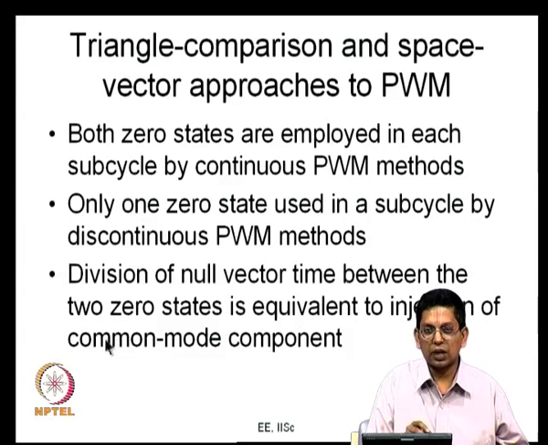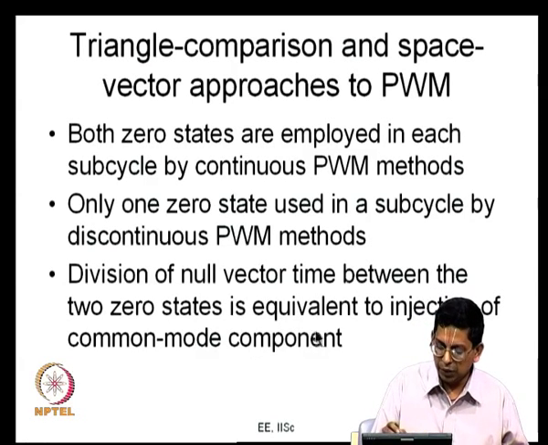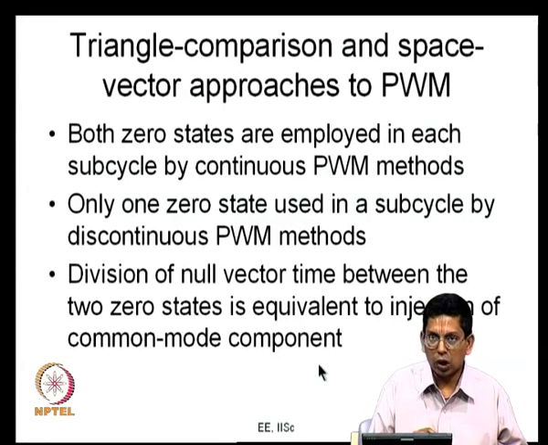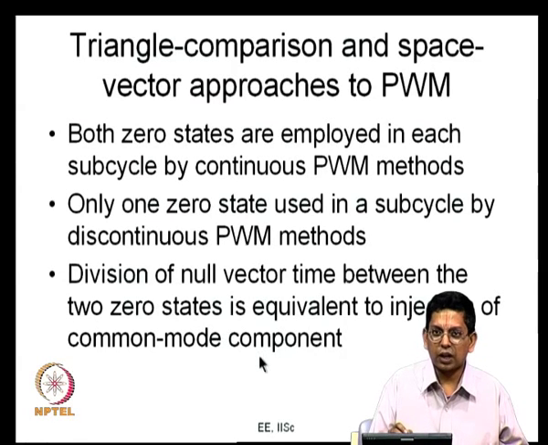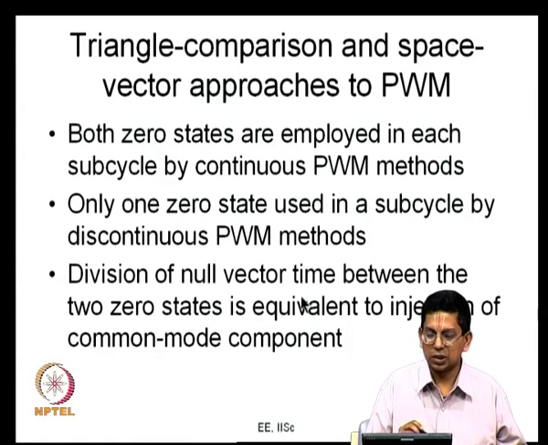The division of null vector time between the two 0 states is equivalent to injection of a common mode component. When you add a common mode component, what exactly happens is that the active vector times do not change, but the time for which the two 0 states are applied changes, while the total null vector time is still the same.